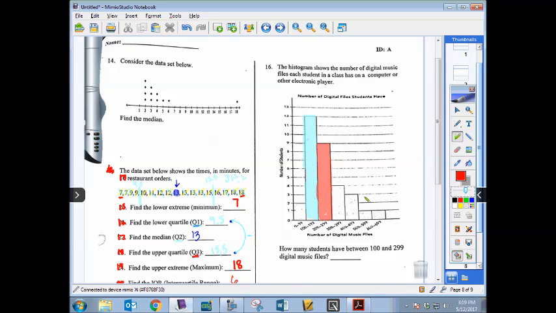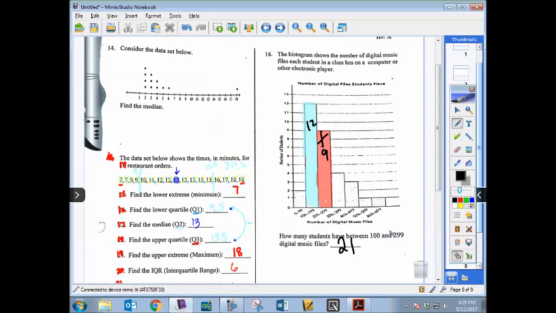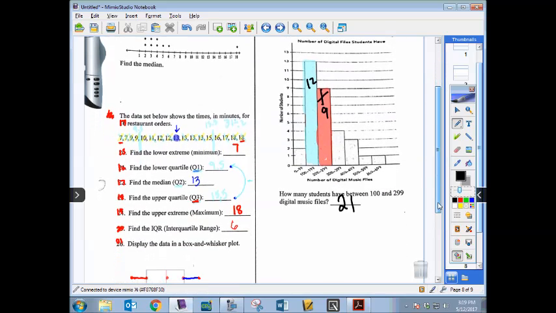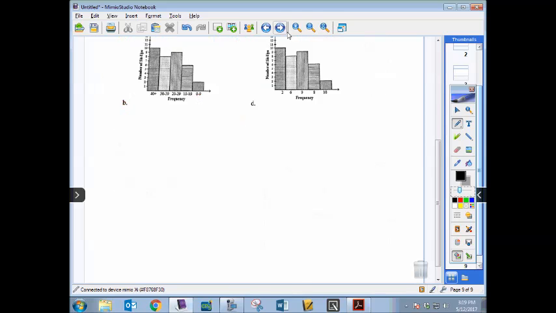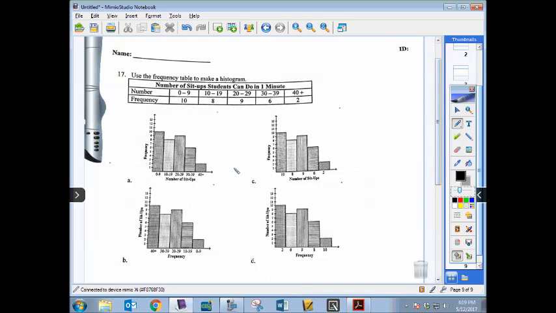Okay, that's all it is. It was a pretty easy histogram question. Okay, so I know that there are 12 there, 9 there, so that's 21 total people who had between that many files on their computer or electronic device. This page is out of 9, so go ahead and put how many points you got out of 9, and then we'll go to the back, finish it up.